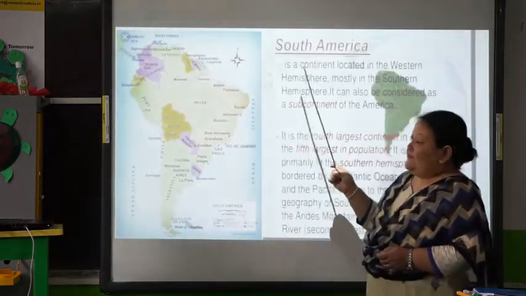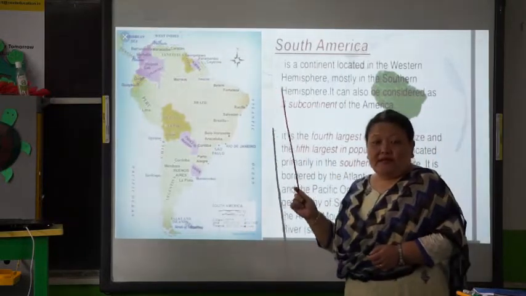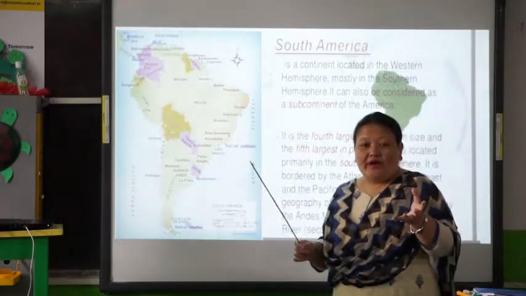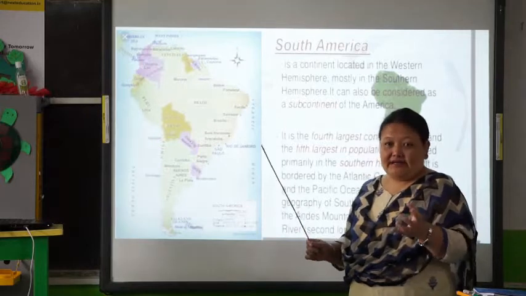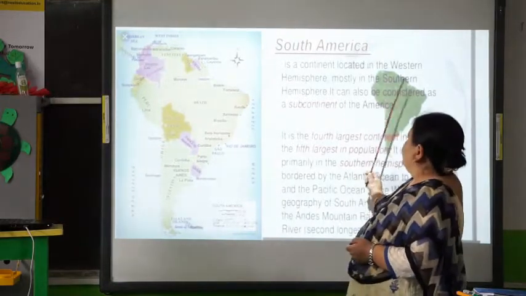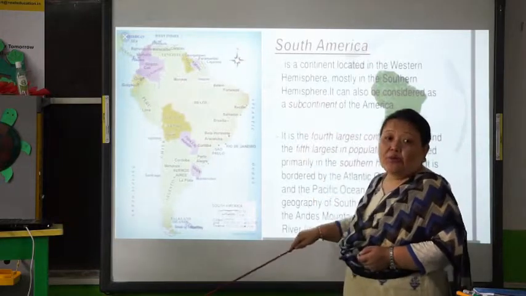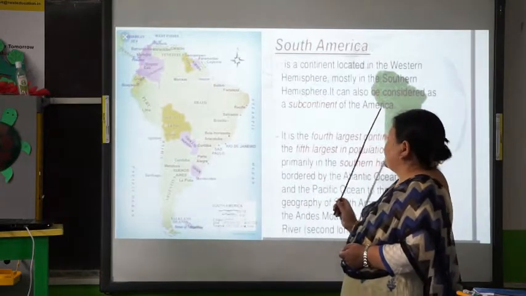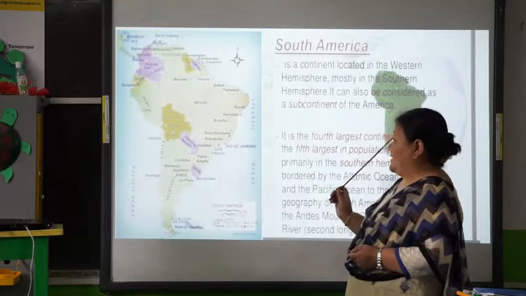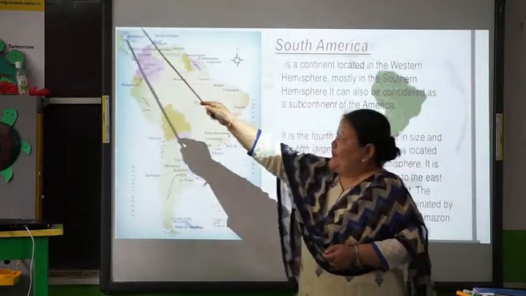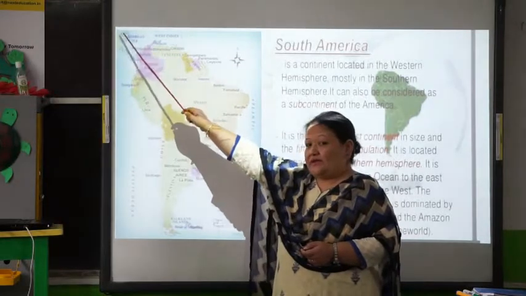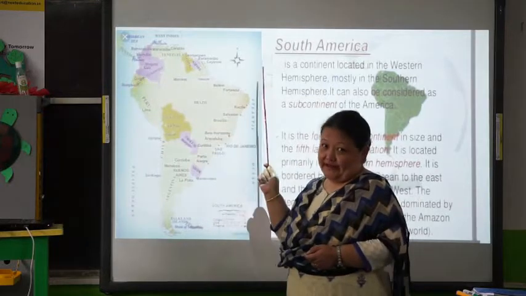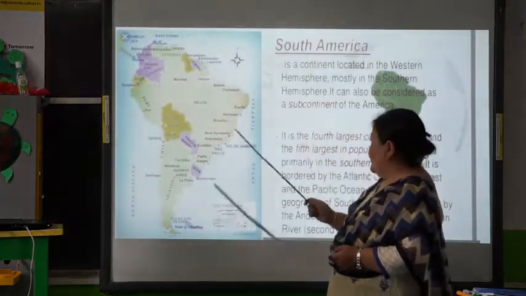Now, South America is a continent located in the western hemisphere. So the previous map showed us very clearly where actually South America is located, on the western part. Okay, mostly in the southern hemisphere, that is below your equator. So it can also be considered as a subcontinent of North America. That means North America is in the northwestern part of South America. So the Isthmus of Panama connects these 2 continents.